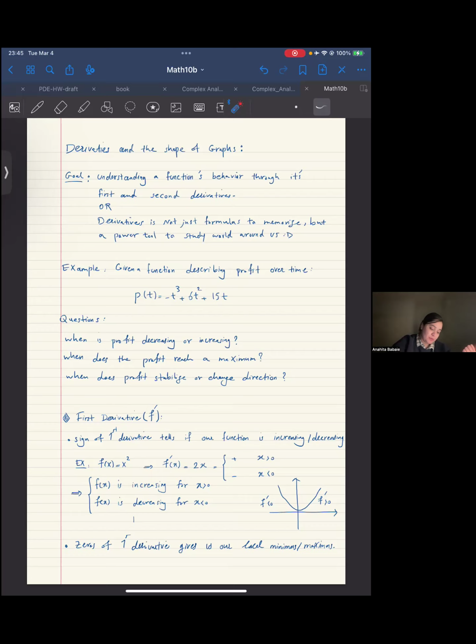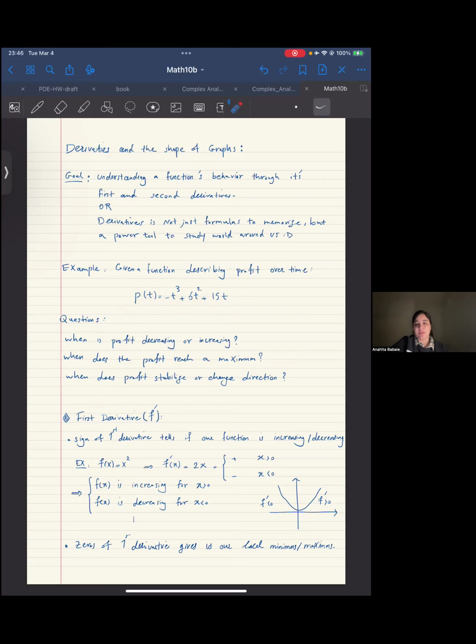But yet we have some very important questions because we want to know whether our profit is decreasing or increasing. We want to know when the profit reaches a maximum or a minimum, or when the profit stabilizes or changes its direction. These are very important questions if we are running the company, and looking directly at the function itself, we have no clue to answer them.